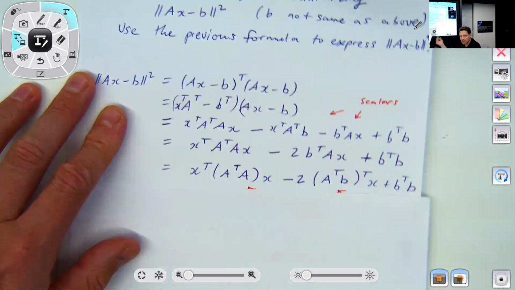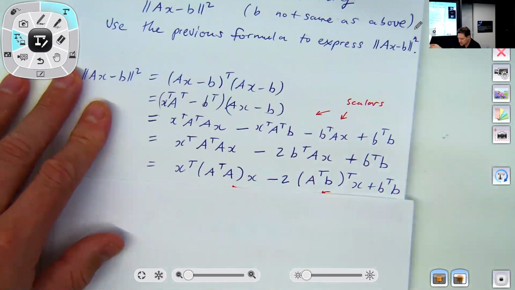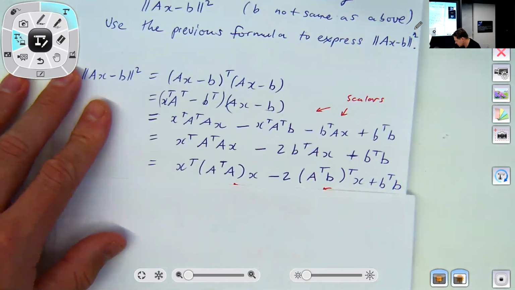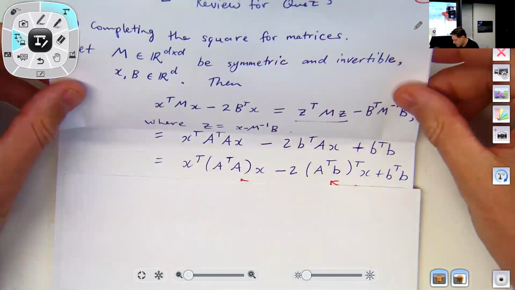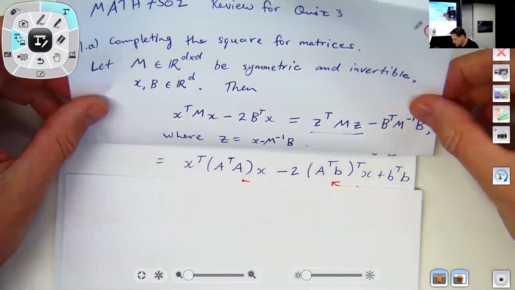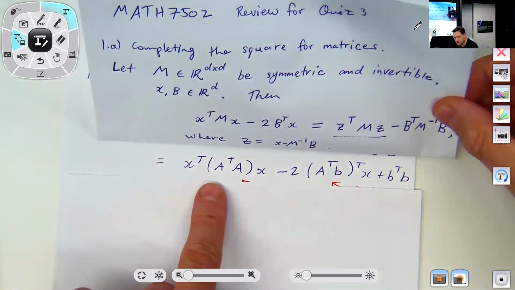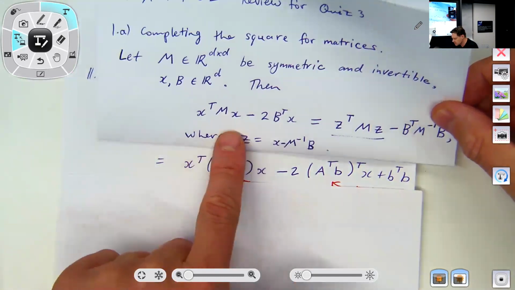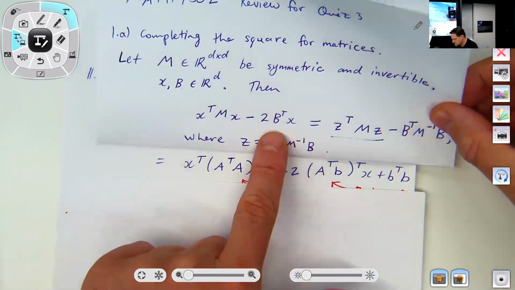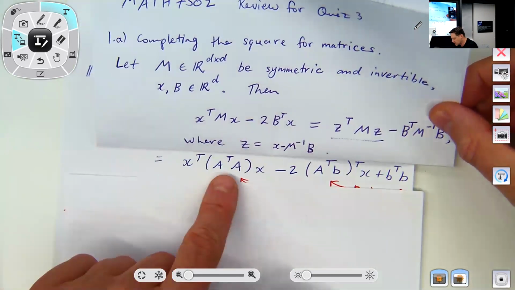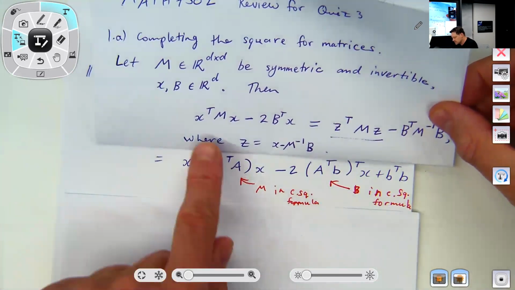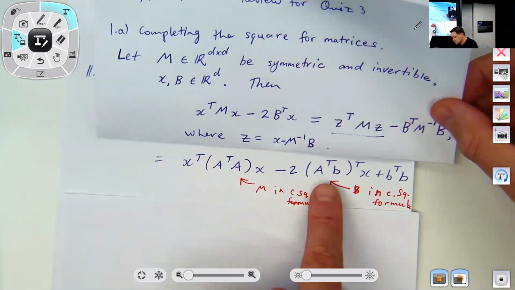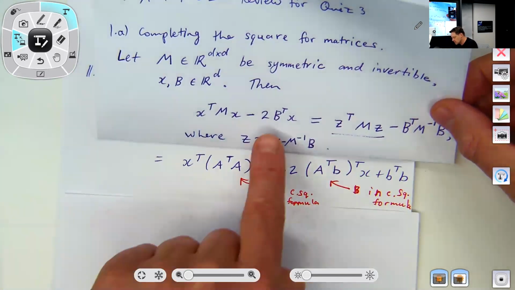Now we are in a position to use the identity from the previous page, so I should pull that up right now. I've got it folded here. I'll put it above. We want to identify this one with this, and this one with this. In brackets here we have what we'll call M. So this is M in this formula, and this one, A transpose B, is the uppercase B in the formula.